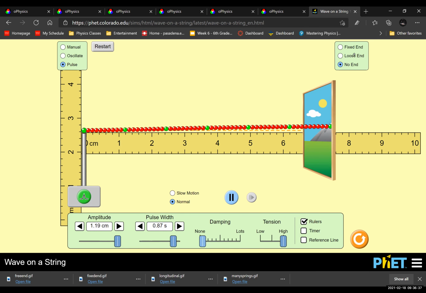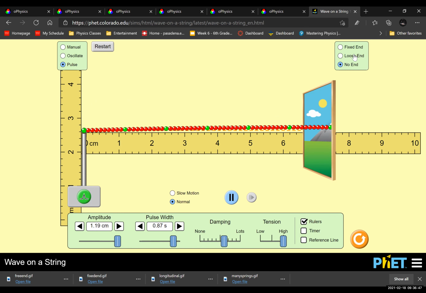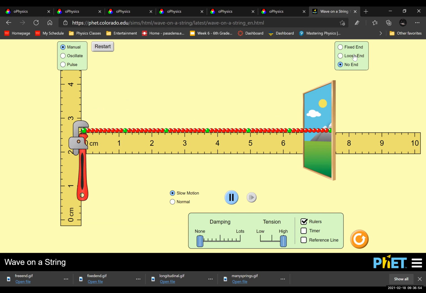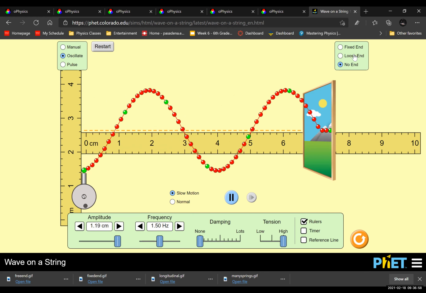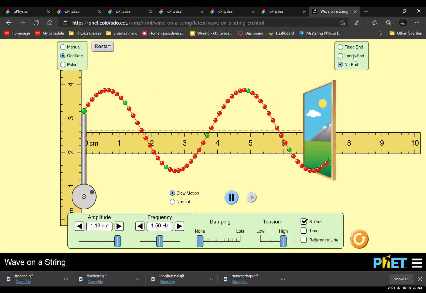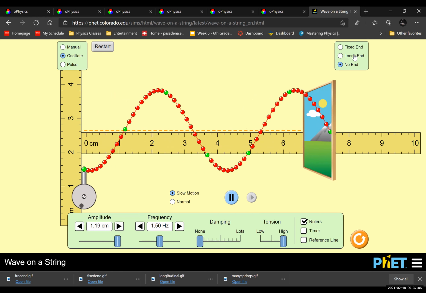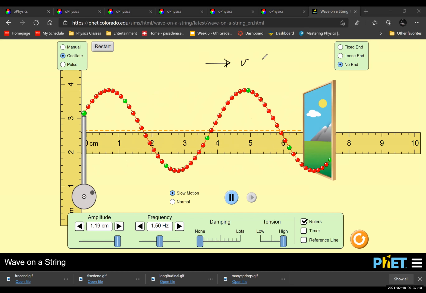What I'm going to do is have no damping. That means all the waves have the same exact crest. If I do damping, then the crest eventually dissipates. But what I have here is this. So if I'm oscillating, you can see we create a wave like this. And the waves are moving as a function of time to the right. So these waves are moving with some velocity v.